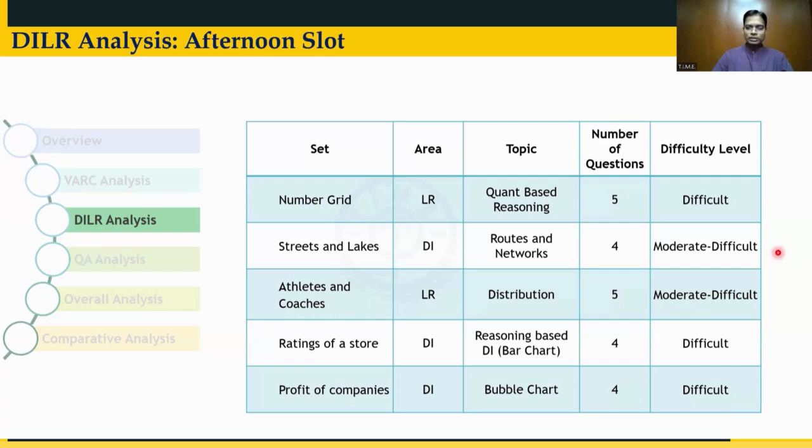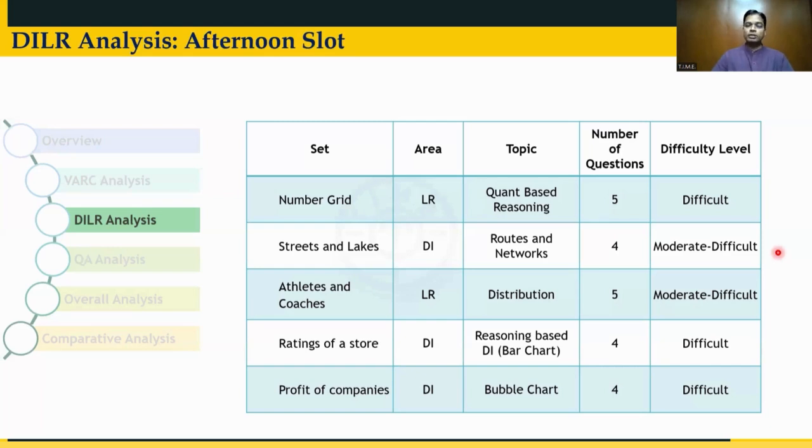So let's now look at the third set that was on athletes and coaches. This was a distribution kind of set, a standard LR kind of set. It was again moderate to difficult. In this set, if you could just solve it as a normal reasoning set on distribution, you could have proceeded a little way through the solution apparently, but there were some conditions there which needed really a lot of cases. The students said that at that point they tend to get stuck, and that is where students might have faced a big difficulty.